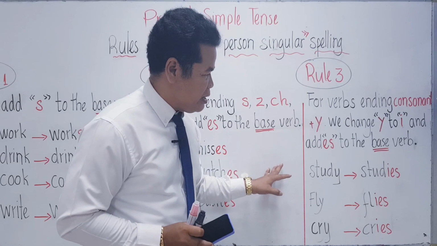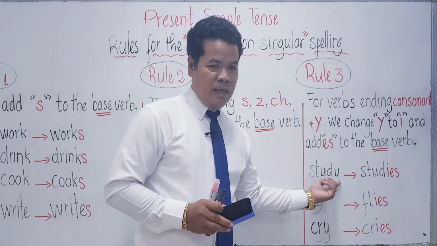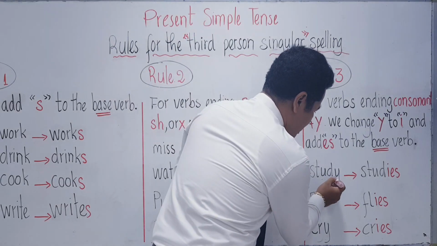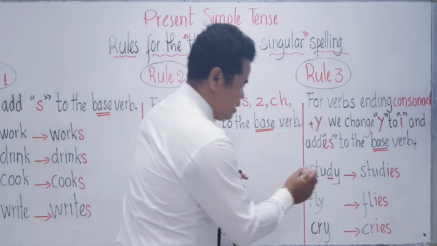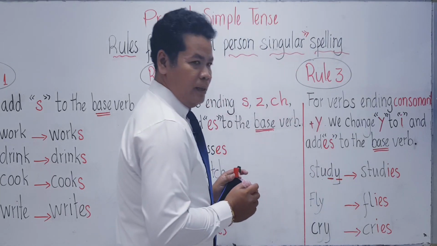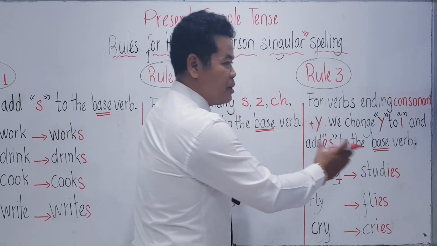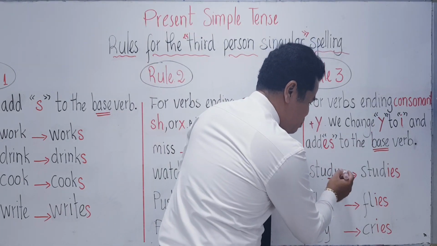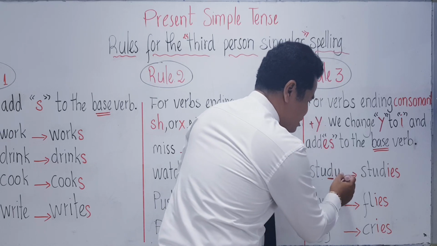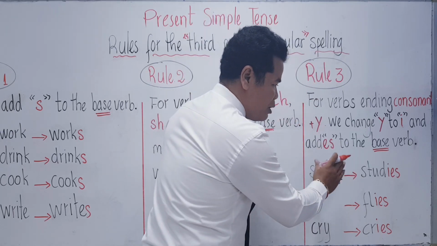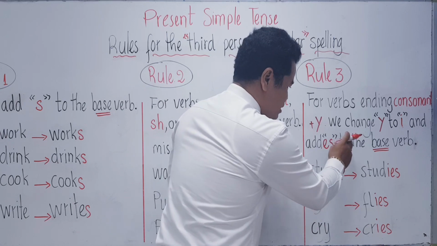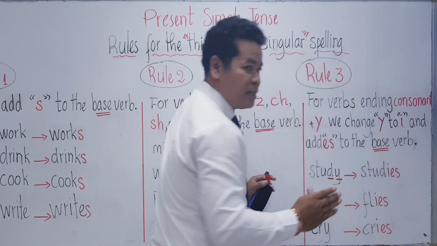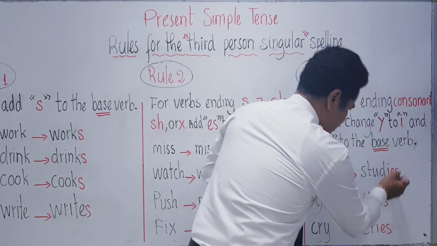Okay? Now, let's have a look at the example. Study. As you can see, you have got a consonant here, and then you have got letter Y. When you go to third person singular, you cannot just add S or ES straight away to it. You have to be careful. Before you put ES, see the rule. Change Y to I and then you add ES.